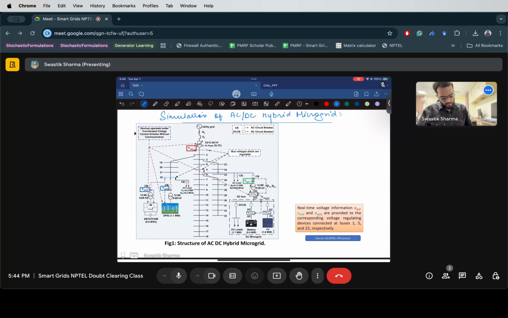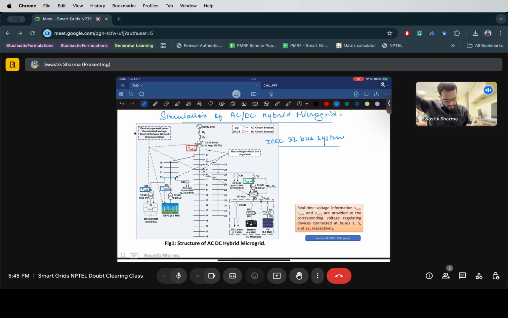So what you have here is an IEEE 33 bus system. You use an optimization technique to figure out at which bus you should connect your AC microgrid or DC microgrid. I won't go into those details, but based on that, the instructor has connected the DC microgrid at bus number 5, and the AC microgrid is connected to bus number 22.